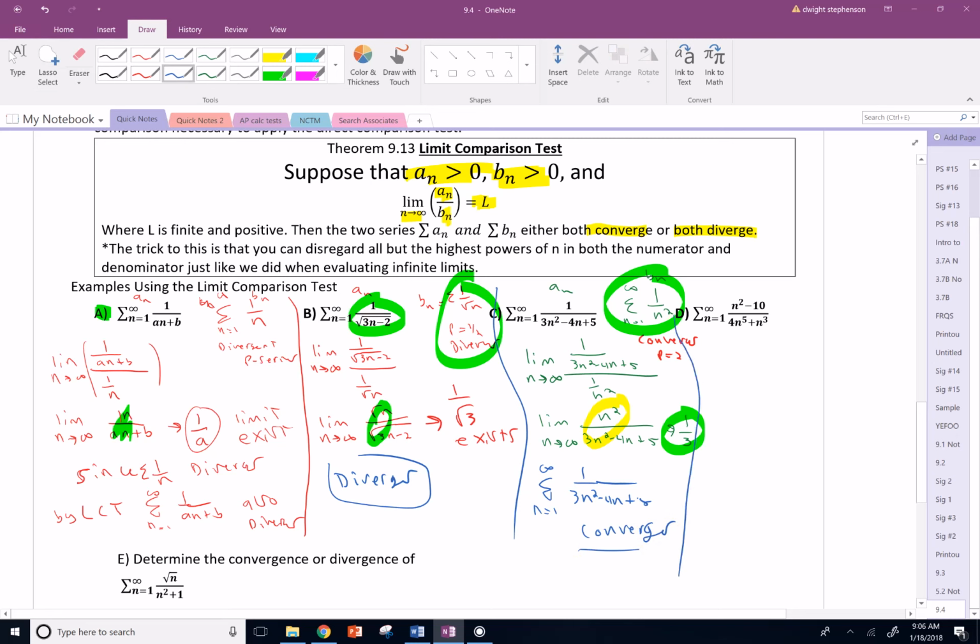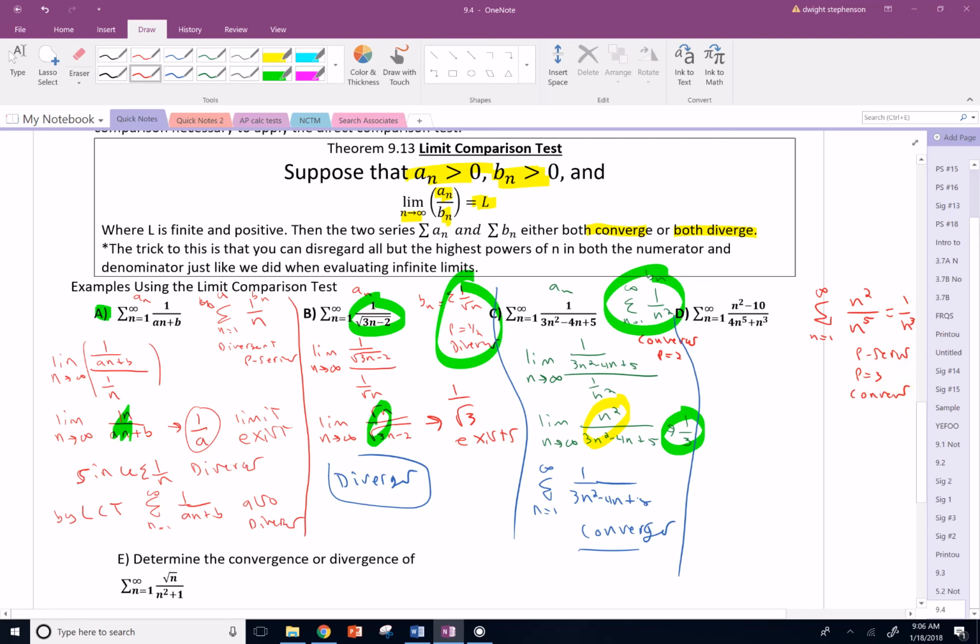All right, next one looks like this: n squared minus 10 over 4n to the 5th plus n to the 3rd. Finding a similar series can look kind of confusing at first, but basically you just want to look at something that is a simpler version. Just look at the highest exponents in each one, which looks like n squared over n to the 5th, which is basically just 1 over n to the 3rd, which again is a p-series with p equal to 3, which converges.